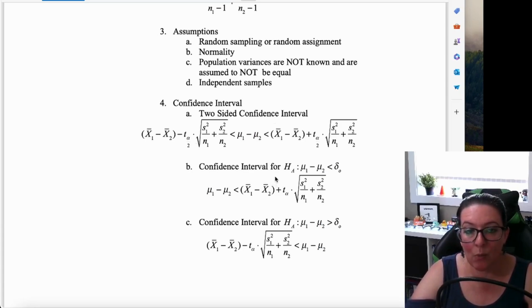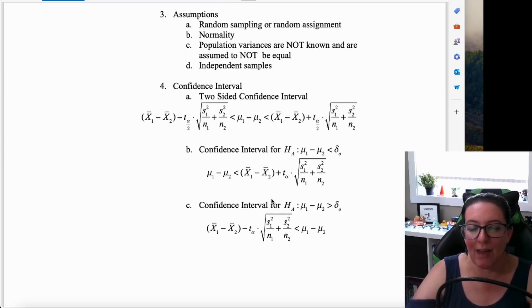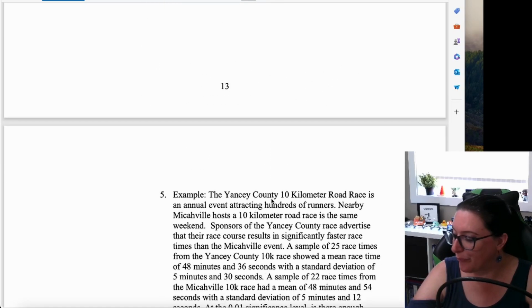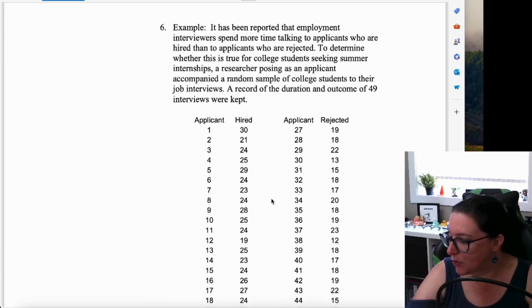If we have a one-tailed hypothesis test, you can create a confidence interval that matches, that is the same tail. All right, let's give this a try.